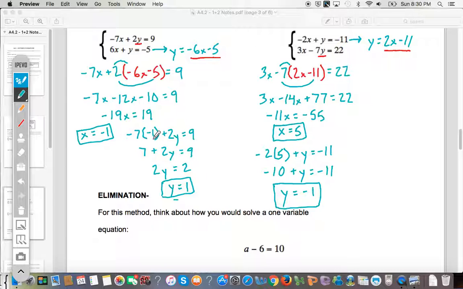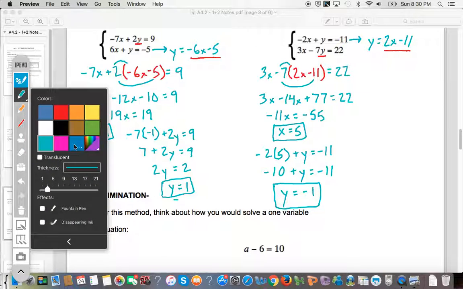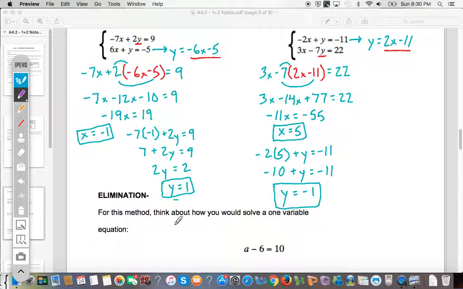Okay, so let's move right on to our next strategy, which is elimination. Let's think about how we would solve a one variable equation. I have the example here, a minus 6 equals 10. To solve this, make my t-chart here, we would add 6 onto this side and add 6 onto this side. Okay, so -6 plus 6, those would cancel. We're left with a equals 10 plus 6, which is 16.